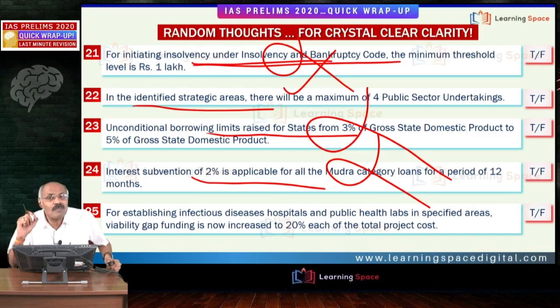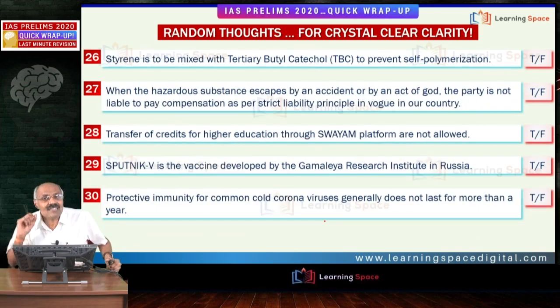As part of Atmanirbhar Bharat Abhiyan, the government announced viability gap funding. What is the meaning of viability gap funding? If the private sector is investing, if the private sector is establishing some hospital, some public health lab, under those circumstances, the government will facilitate up to 30% viability gap funding, because in the remote areas, in the uncovered districts, if the private sector is establishing a hospital, then they may not get a return from the investment. Under those circumstances, the government will help. That is viability gap funding, and that is now increased to 30%. Please correct this. Look at the next one.